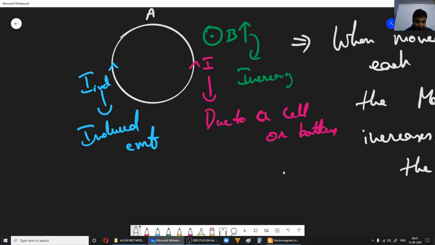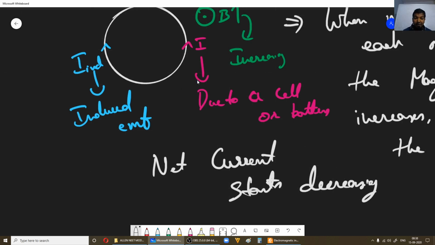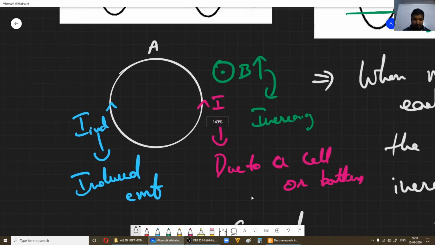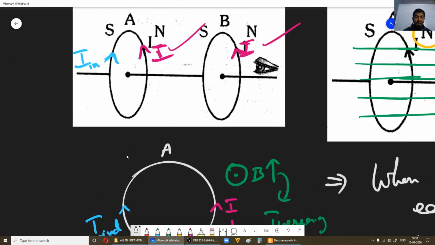So the current actually decreases, because once you start moving, naturally this induced current, the blue current, will start increasing in magnitude. Therefore the net current starts decreasing. You will see the decrease in the current because of the induced current, which is flowing in the opposite sense to that of the cell driven by the battery, or electric cell, it can be anything. Now what happens here in coil A, the current actually decreases.